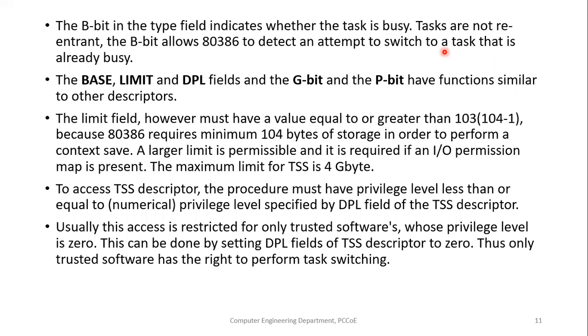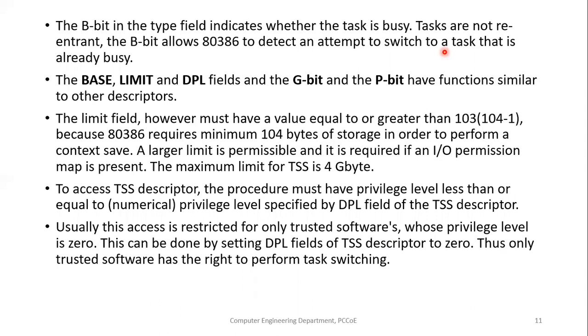Then the limit field, however, must have a value that is equal to or greater than 103. Why 103? Because the 80386 microprocessor requires a minimum of 104 bytes of storage in order to perform a context save. It is a property of the 80386 that it requires this minimum storage so that it can perform a context save. Context save means what? It is like an interrupt. The first thing an interrupt does is to save all the intermediary data.